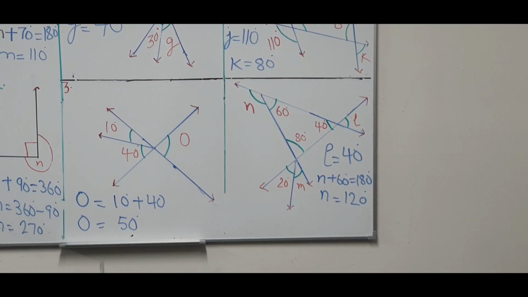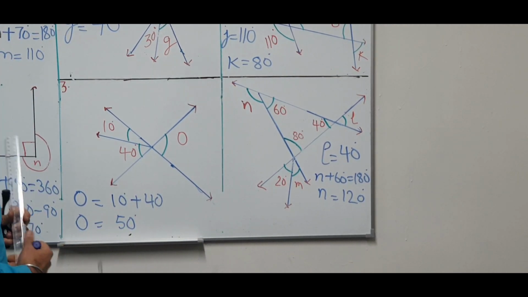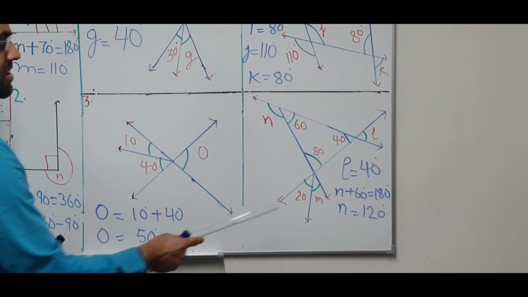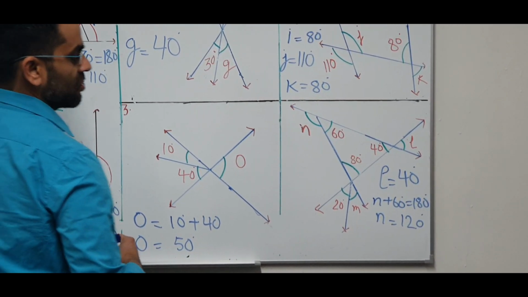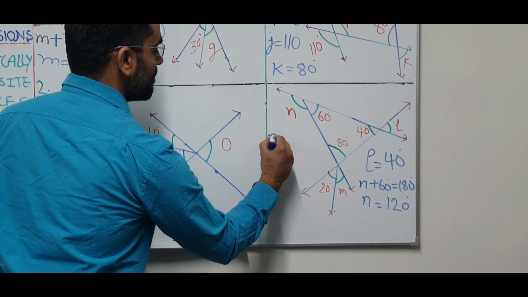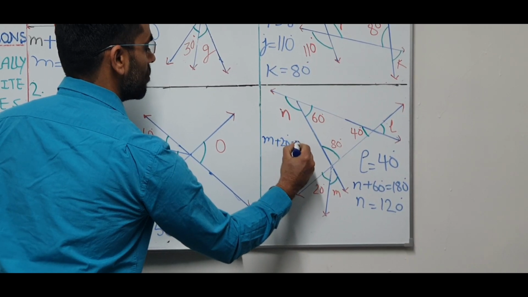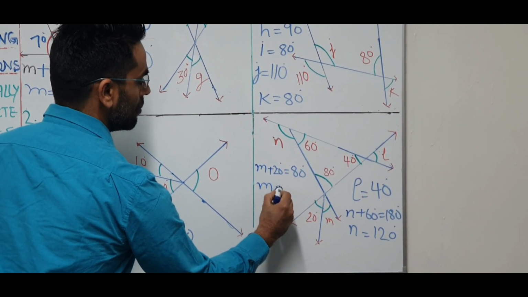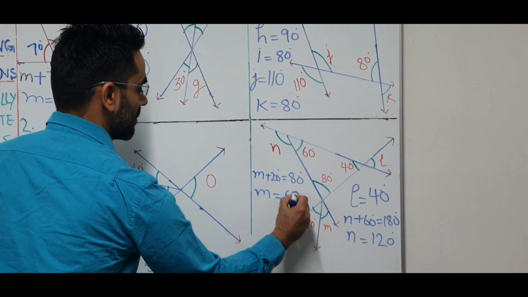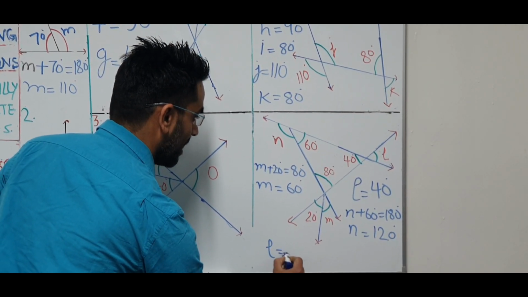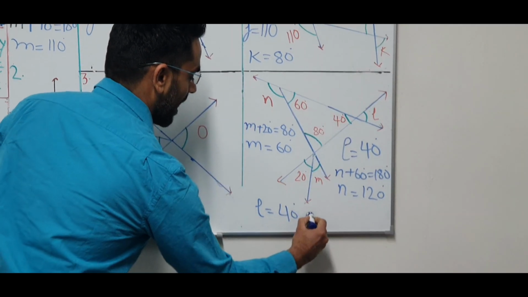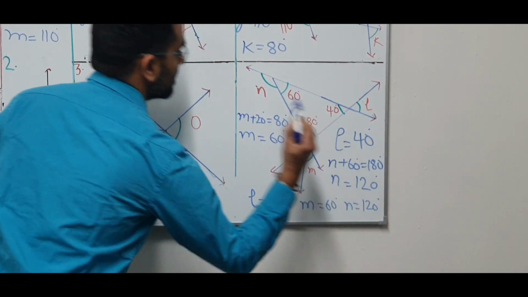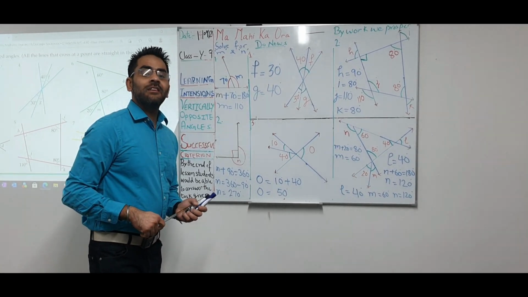So I'm going to look for M as well. Now this angle, 80, is just opposite to the sum of 20 and M. So M plus 20 is equal to 80. So M is equal to 60 degrees. So we have figured out L is equal to 40, M is equal to 60, and N is equal to 120. So check your answer and note it in your book.